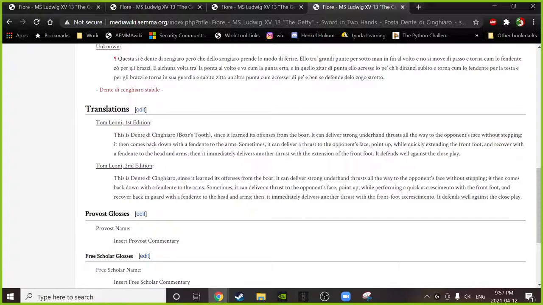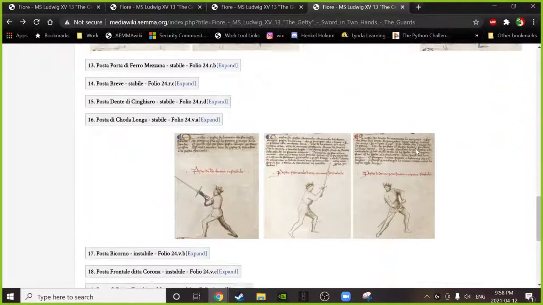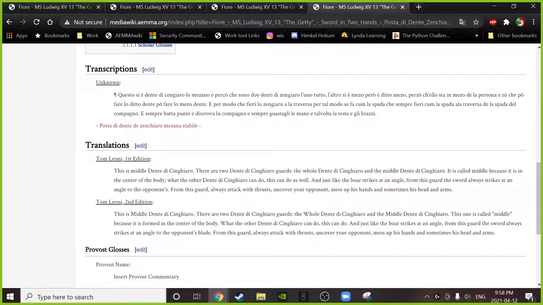Sometimes it can deliver a thrust to the opponent's face point up while performing a quick accrescimento with the front foot and recover back in guard with a fendente to the head and arms. Then it can immediately deliver another thrust. And I think middle Boar's Tooth talks about sotani or cuts, doesn't it? Say something about that.